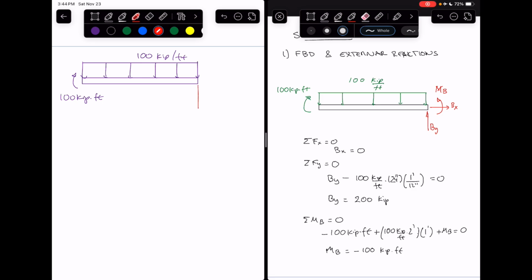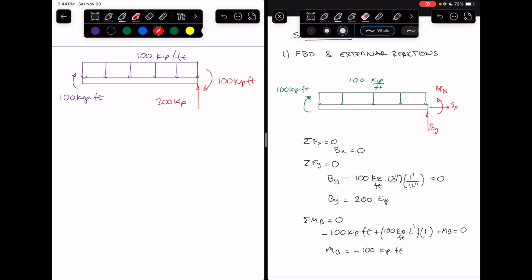I have By existing, which is 200 kip. And I'm going to turn the direction of Mb because I found out it was negative. So I'm just going to draw it as it is, which is 100 kip foot. Now we are ready to start calculating what our internal loading is.